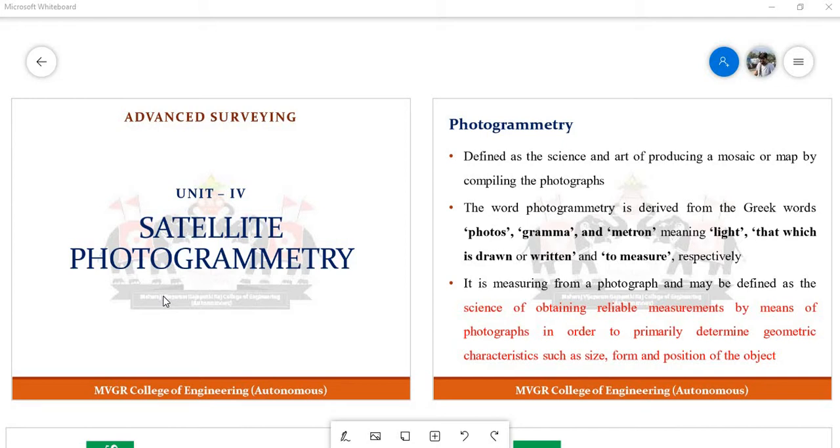If you look at the definition of the word photogrammetry, it is nothing but: photo means light. So with the help of light we will take photographs, and from that photograph we will draw some information, or we will measure some information. We will measure something using the photograph. In a simpler way, the definition is like this.